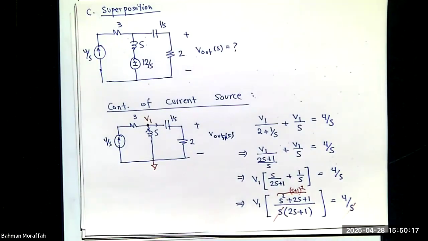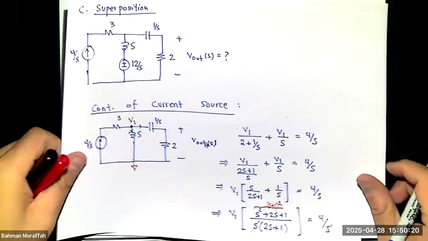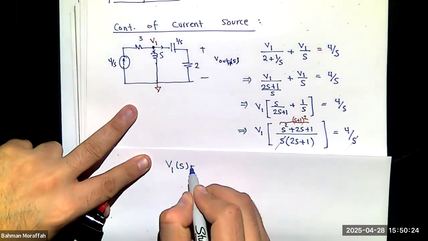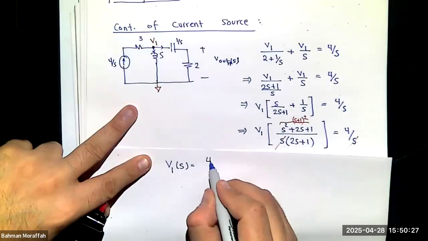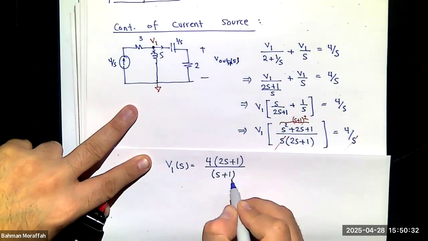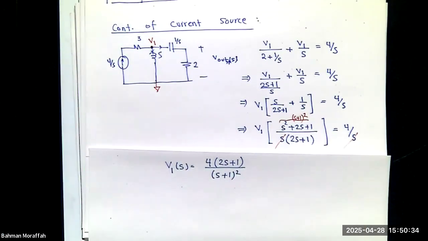This S and this S cancel each other out. So V1 of S is 4 times 2S plus 1 divided by S plus 1 squared. Right? Again, this is not what I'm looking for. What I'm looking for is V out 1 of S, which is the voltage across this 2. How do I do this?